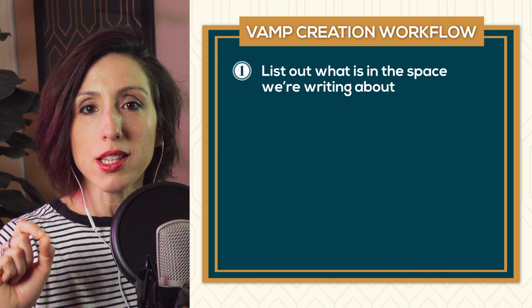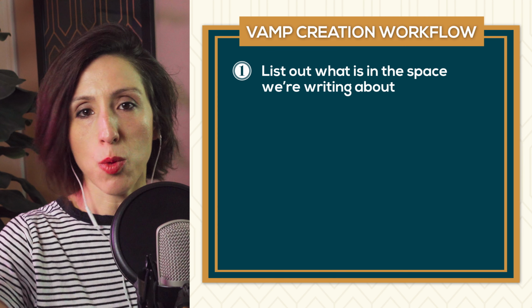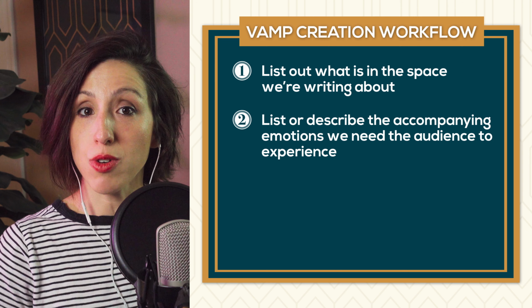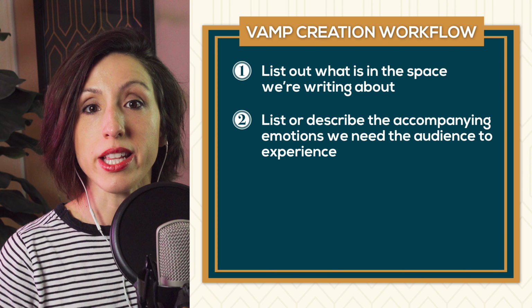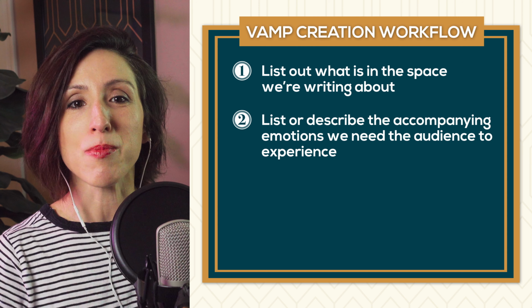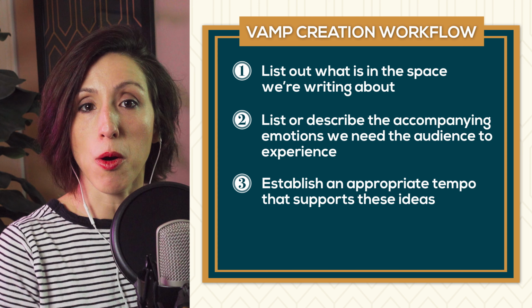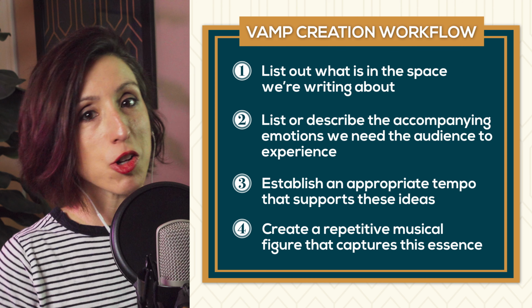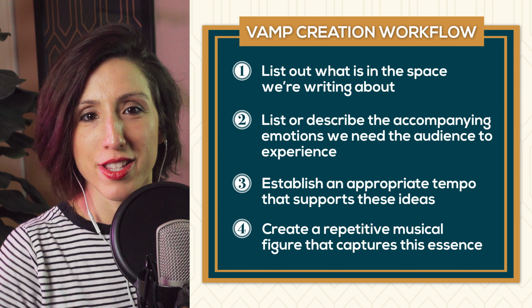In order to do this, today our workflow will be: 1. List out what is in the space that we're writing about. Really picture this setting visually. 2. List or describe any accompanying emotions that we need the audience to experience. 3. Establish an appropriate tempo that supports these ideas. 4. Create a repetitive musical figure, also known as a vamp, that captures this essence.